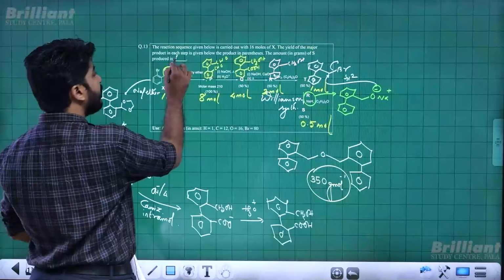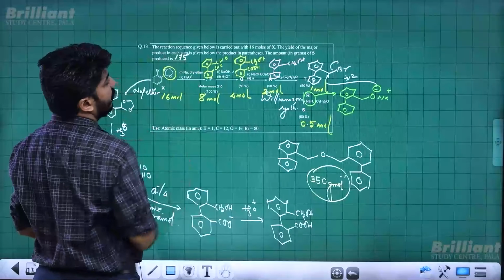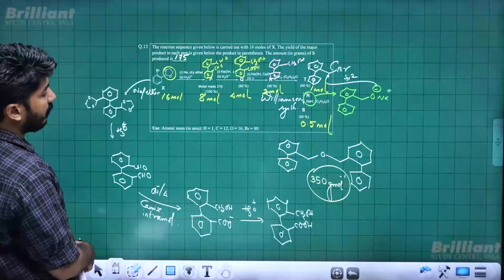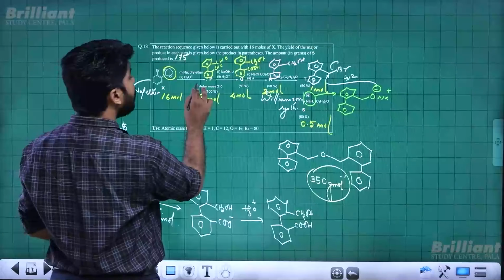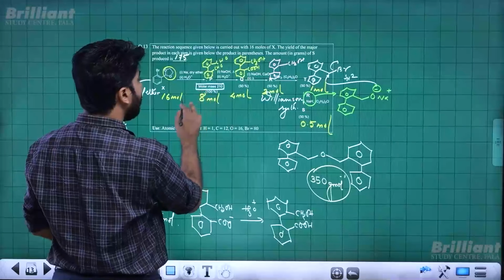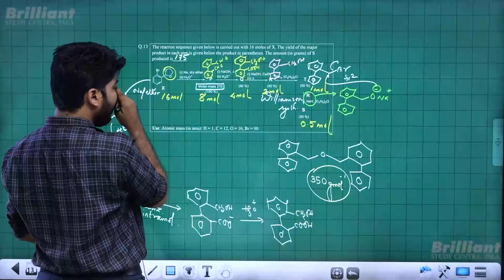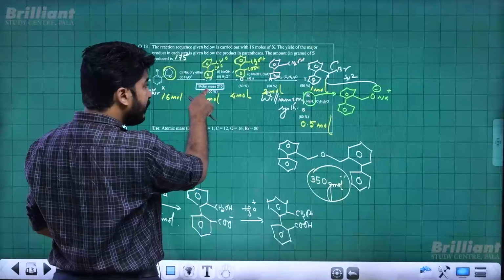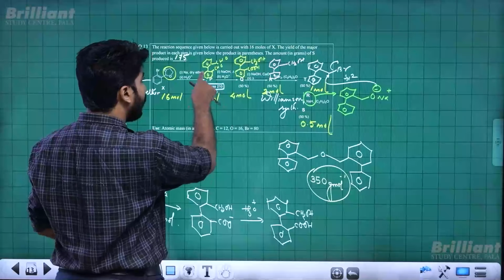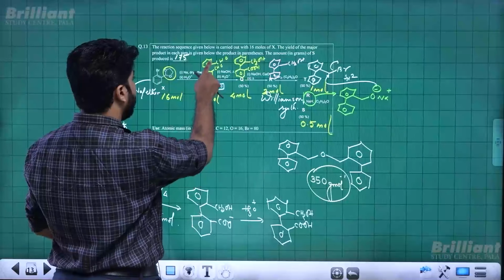So the mass of S generated will be 175 grams. So in the first step, if you have some confusion about the structure of P, first of all we can imagine that this is the Wurtz-Fittig reaction, but for confirmation the molar mass of the compound is given. You can verify with the structure.